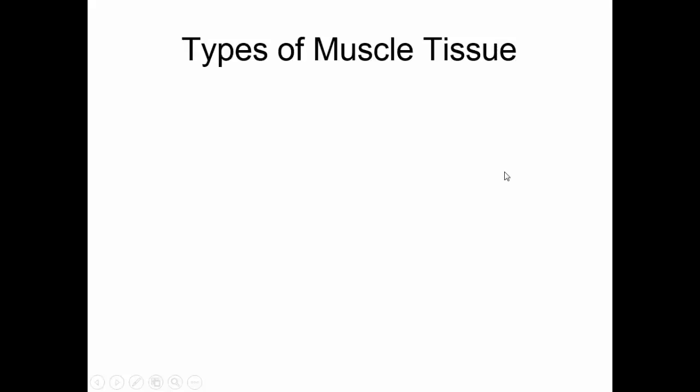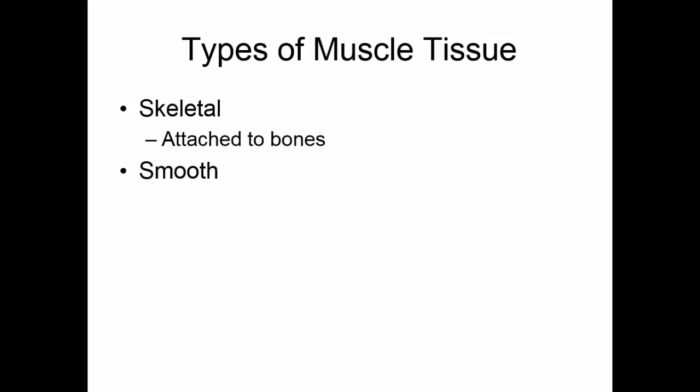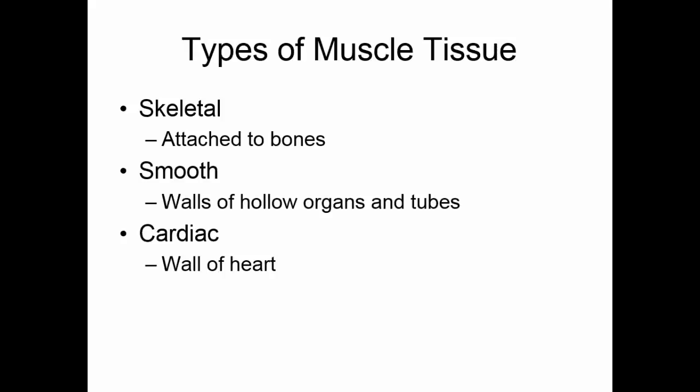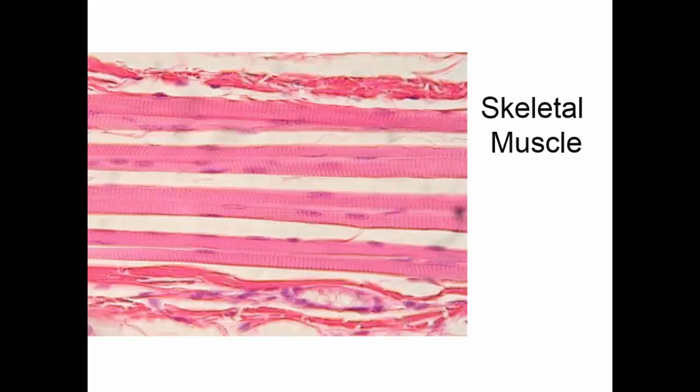There are three types of muscle tissue. Skeletal muscle is attached to bones. Smooth muscle is found in the walls of hollow organs and tubes, and cardiac muscle is found in the wall of the heart. Skeletal muscle is that striated muscle. You see the stripes, that's the result of the overlapping myofilaments. These cells are extremely long. They go the entire length of the muscle, and they're multinucleate. We say that this is striated voluntary muscle because we consciously control the contraction of skeletal muscle.